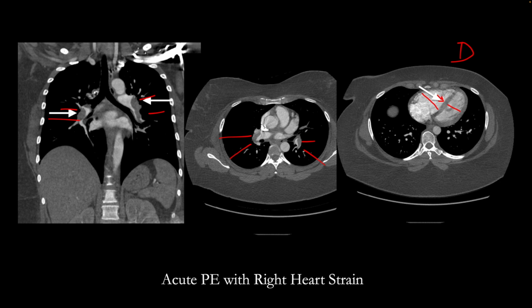So when there is acute pulmonary embolism that you're diagnosing on CT, always look for and comment on whether a right heart strain is present or not.